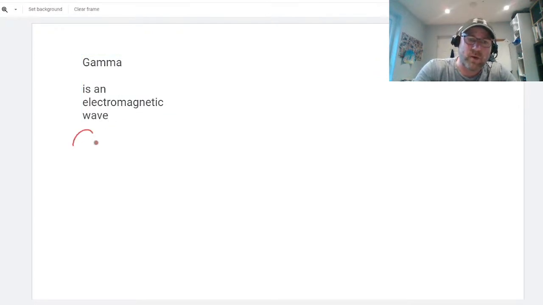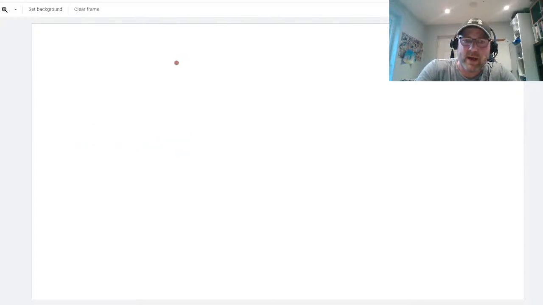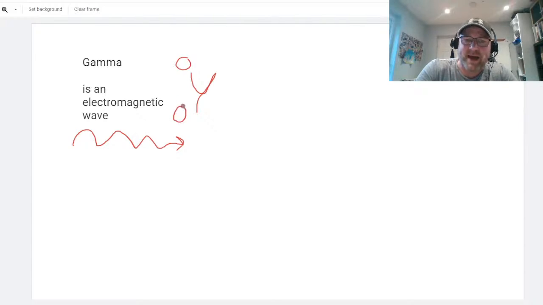So gamma is a wave. We say it has no mass. We give it this weird kind of γ symbol. We give it 0 mass and 0 charge, or 0. Both numbers are 0. So in a nuclear equation, if gamma's coming off, it won't change any of the numbers. It won't change the element at all.